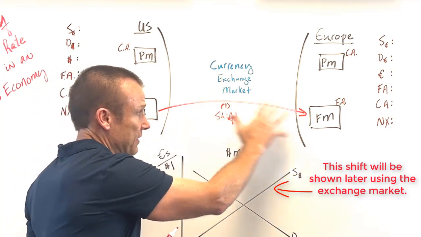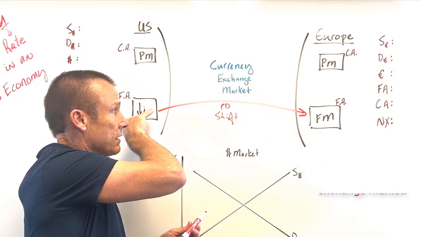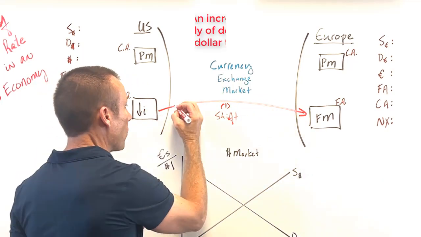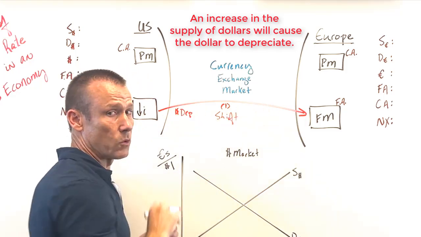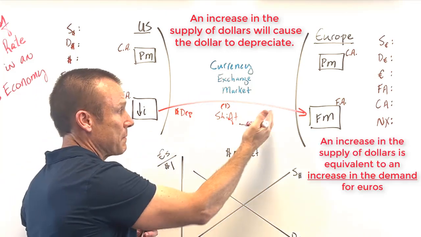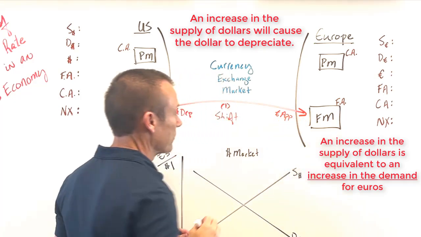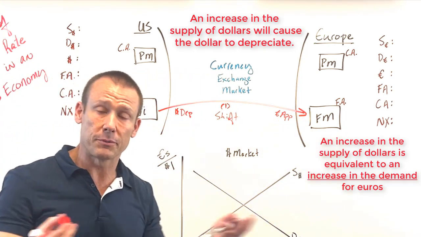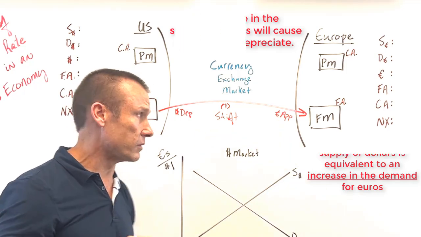Now, if we just think about this, right? Okay, interest rate goes down, money goes this way. That is increasing the supply of dollars. So, of course, the dollar is going to depreciate because dollars are going out of the United States. So this is an increase in the supply of dollars. We're demanding euros, so of course the euro is going to appreciate, okay? When the dollar depreciates, it's depreciating relative to the euro. Therefore, the euro is of course appreciating relative to the dollar.